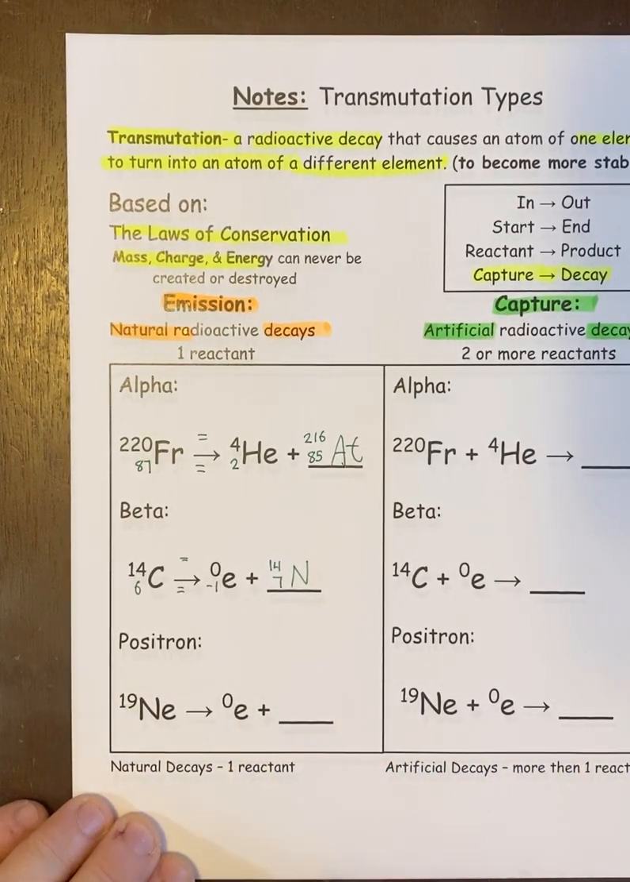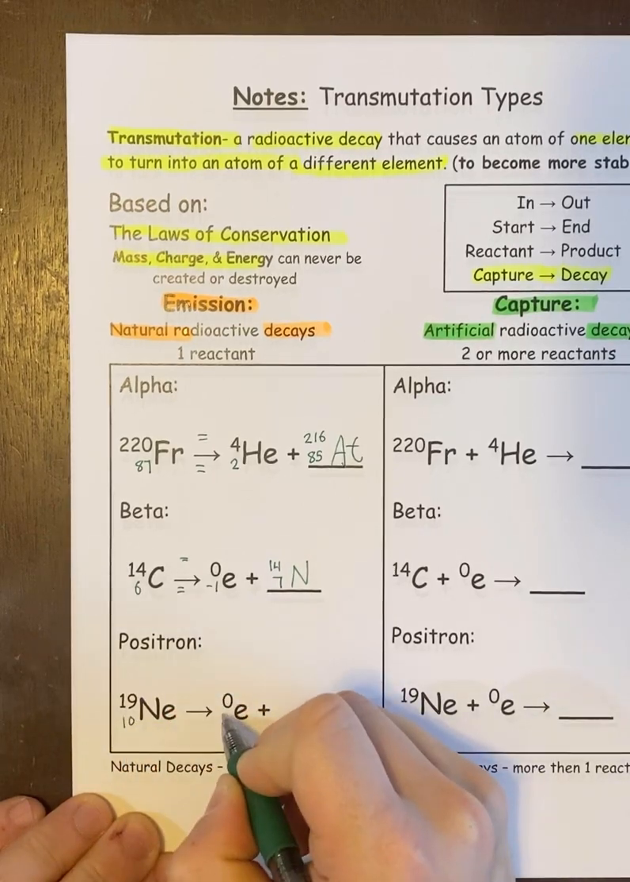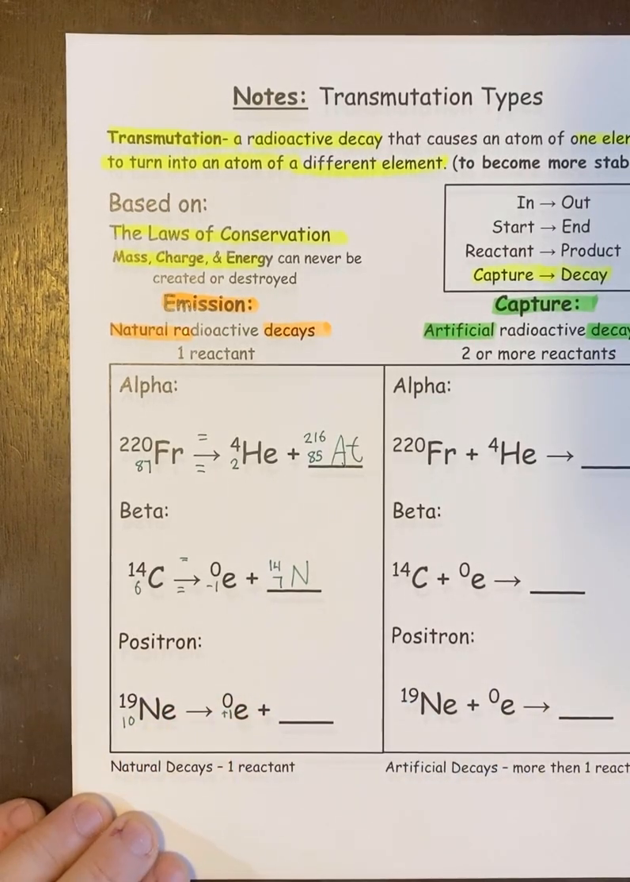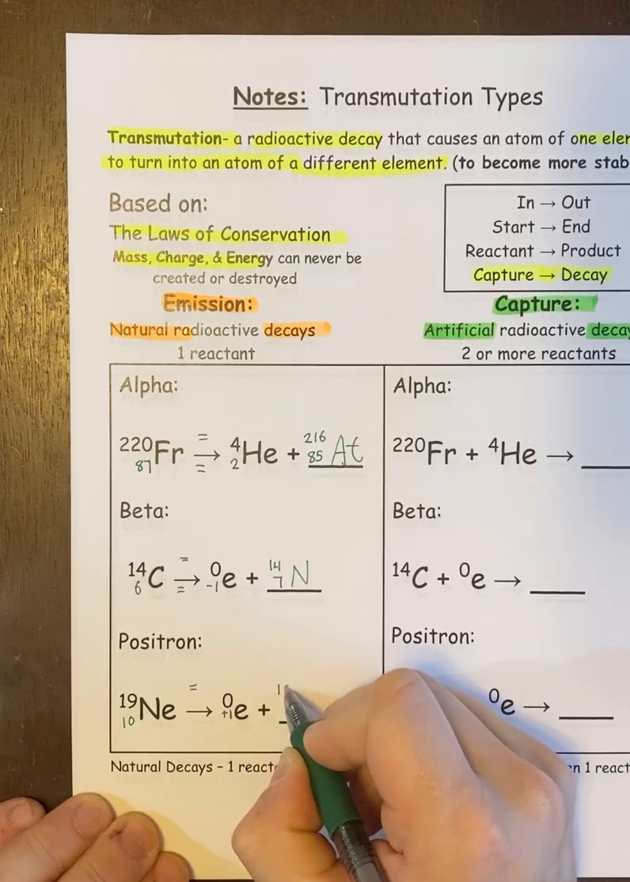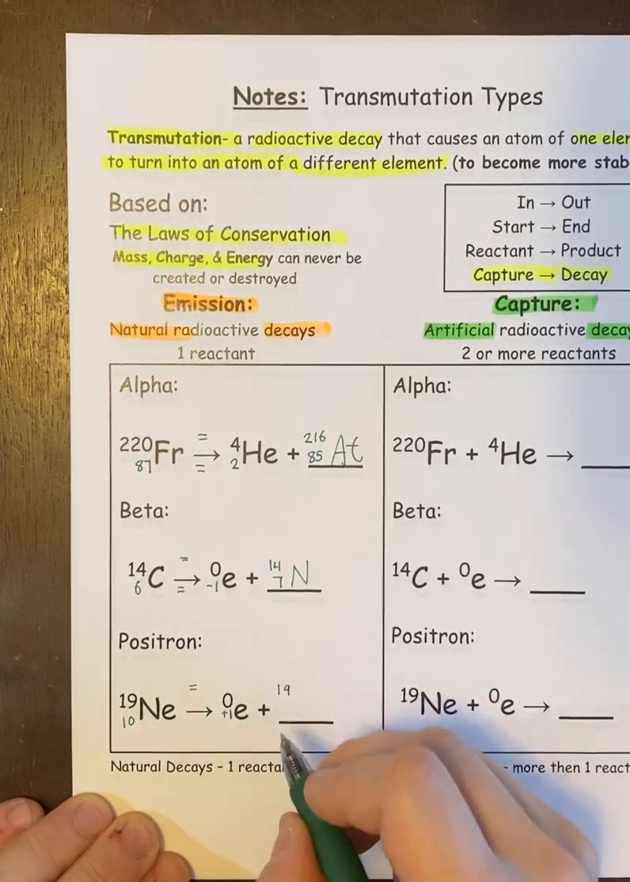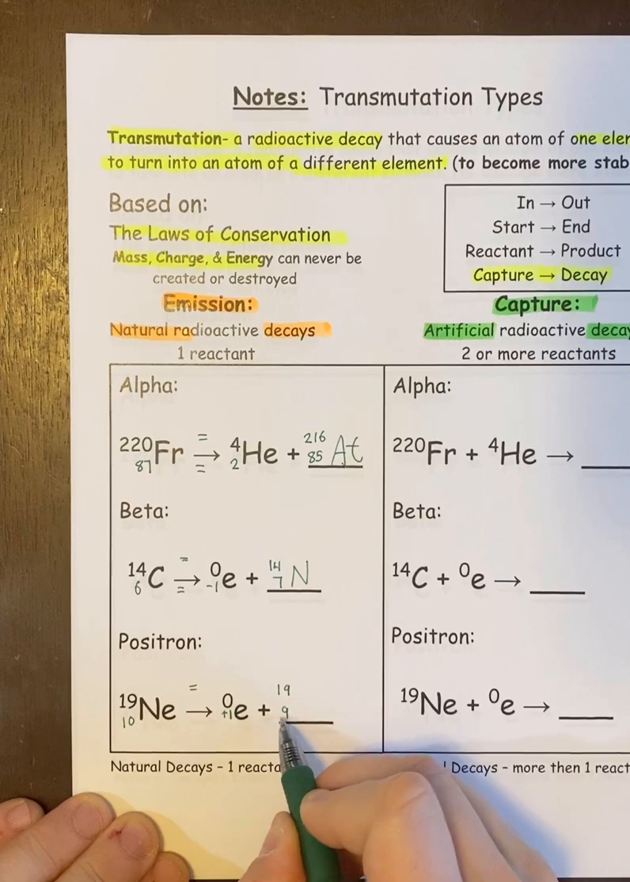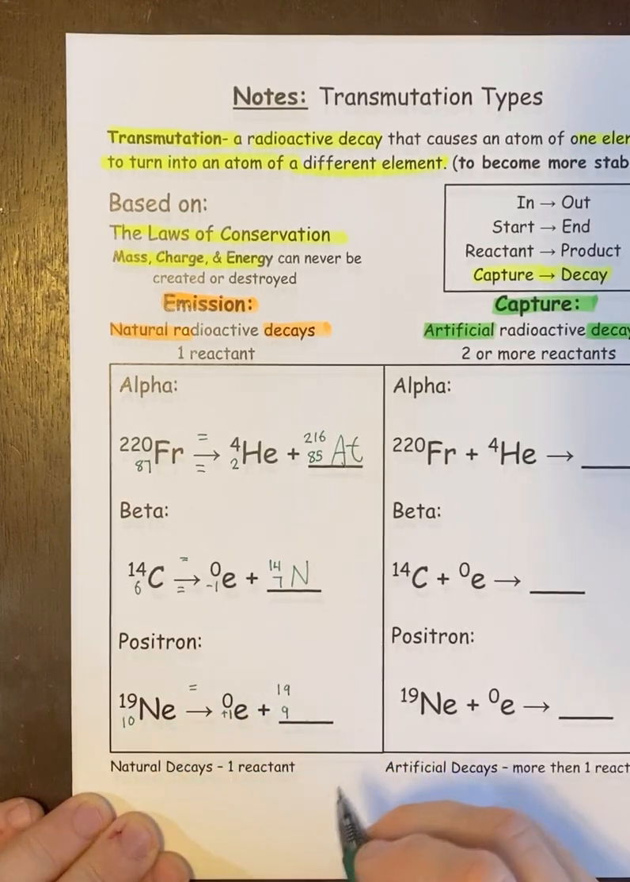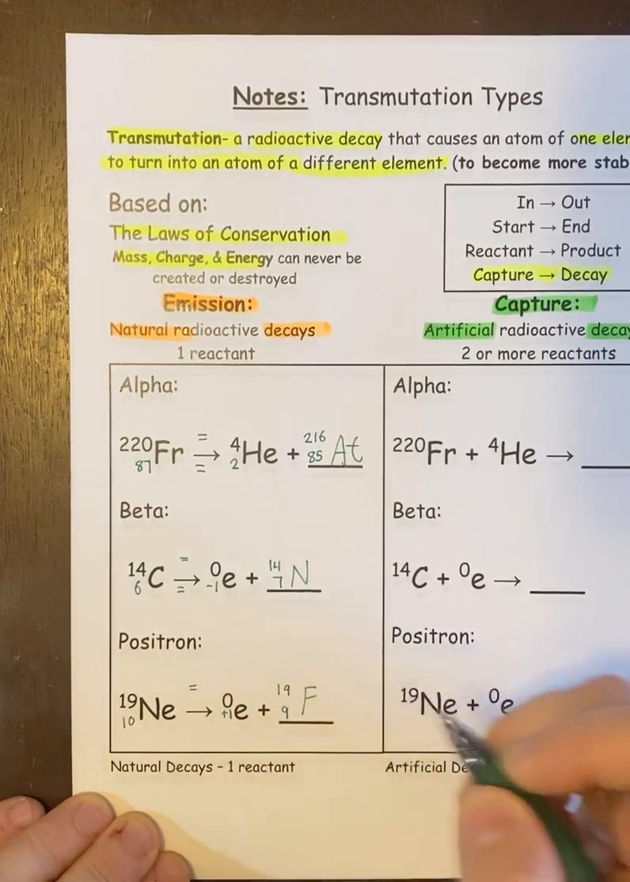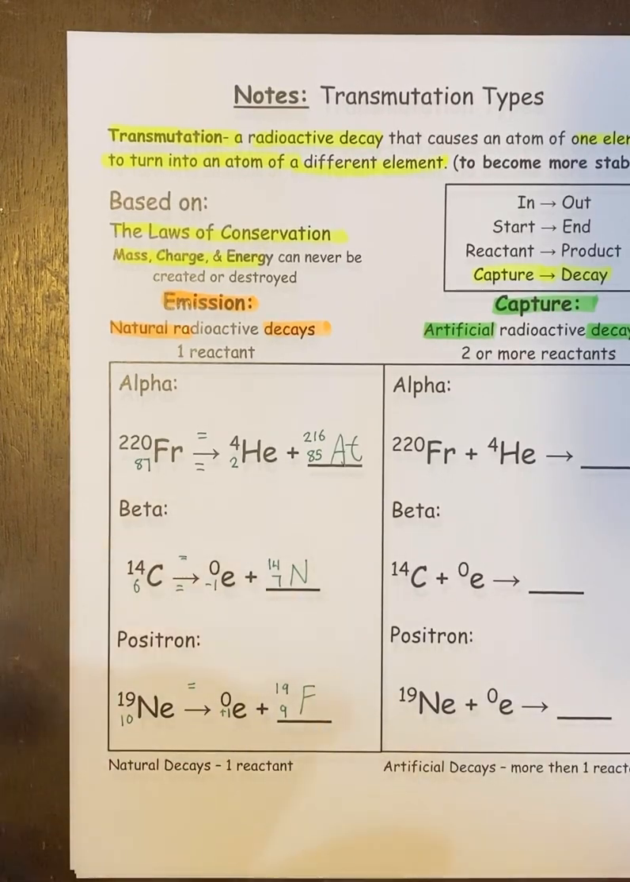Last one, neon, atomic number 10, and positron, +1 at the bottom. So the top number is going to be 19. That's just like the other one. And the bottom number is going to be 9, because 9 plus 1 equals 10, and then 10 on the left. And element 9 is F, or fluorine. All right, so those are the emissions.